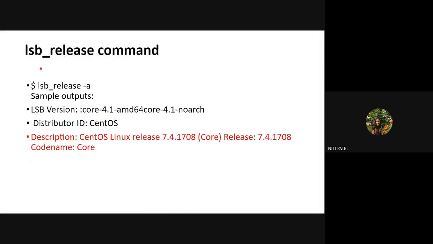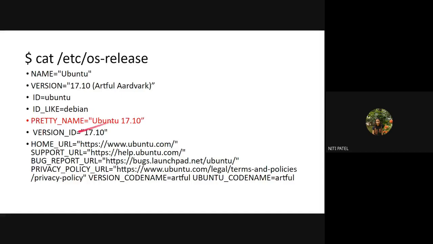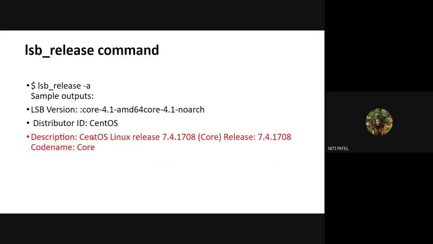What is the other command? lsb_release. When I execute lsb_release -a and press enter, I will get this output, out of which I look at the description. I will get to know that CentOS Linux 7.4 is the version I have installed. Previously Ubuntu was installed. Now CentOS, which is again one of the versions of Linux, with version number 7.4, is installed in my system.